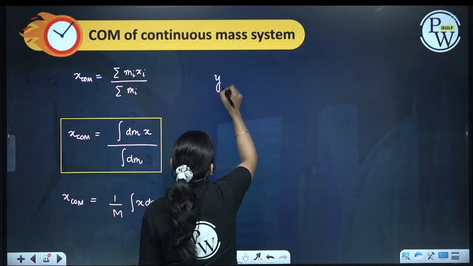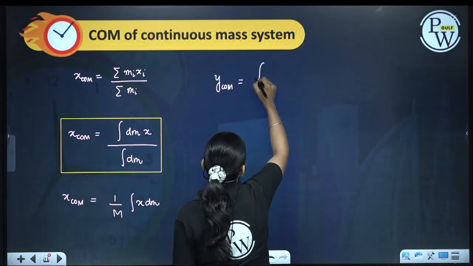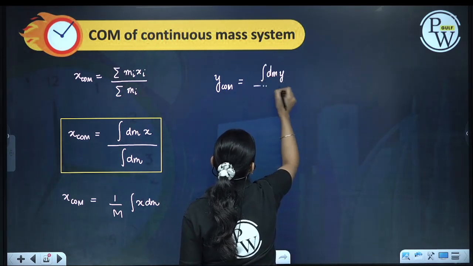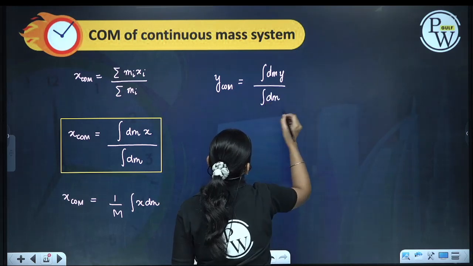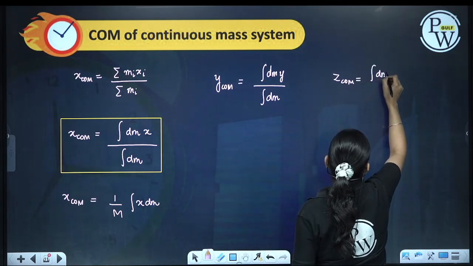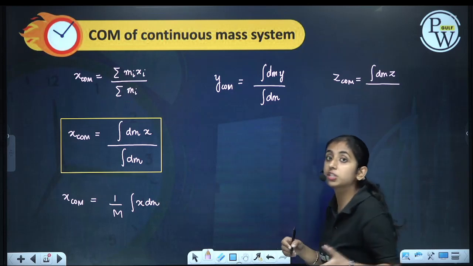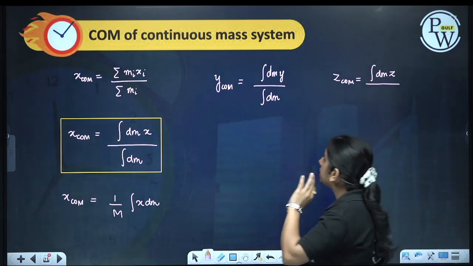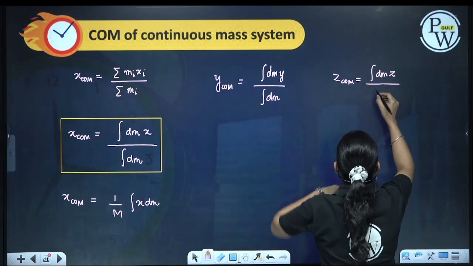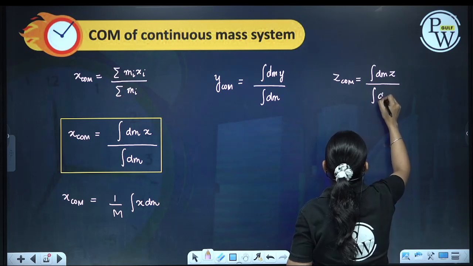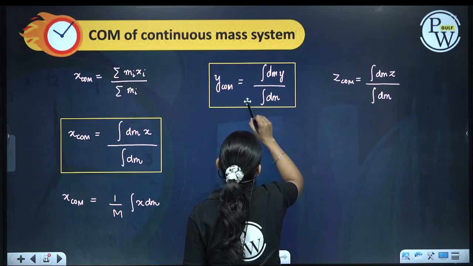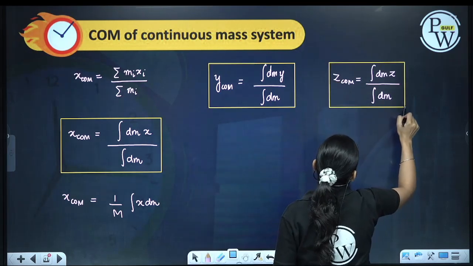Similarly, y_COM will be the integral of dm into y divided by the integral of dm, and z_COM will be the integral of dm into z divided by the integral of dm. Sorry, not summation, integration. This will be my y_COM and this will be my z_COM.